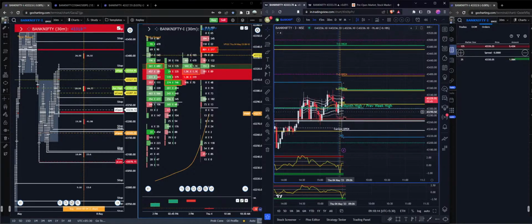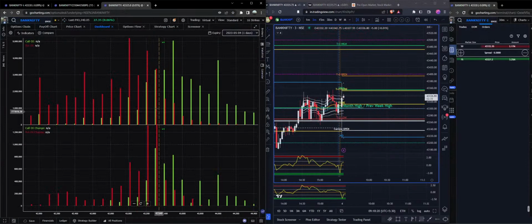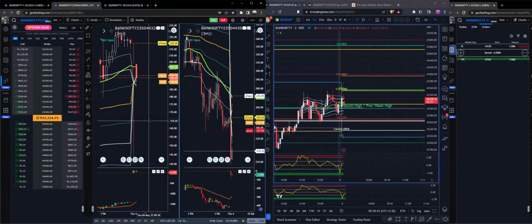Now I'll be just waiting, because there will be some choppiness, and 43,300 should now be acting as the level of support. So 43,300 is the area where if the price comes in, I'll be looking to buy. But I'm seeing more supply coming in, and we are having open interest from the put side. So at 43,300, this is a good opportunity to buy, to enter a call trade.